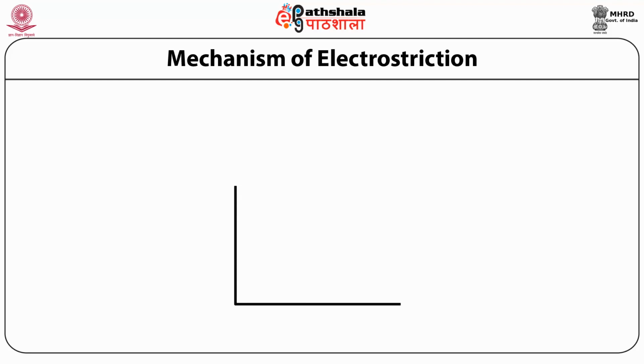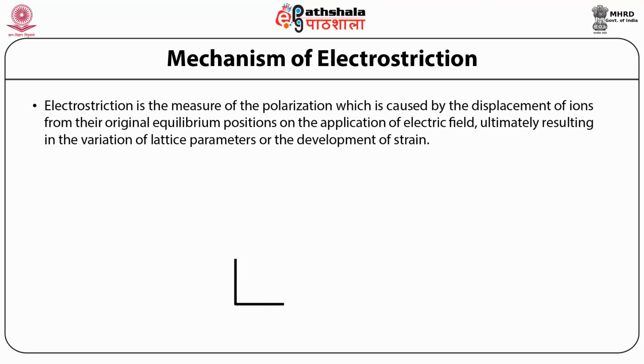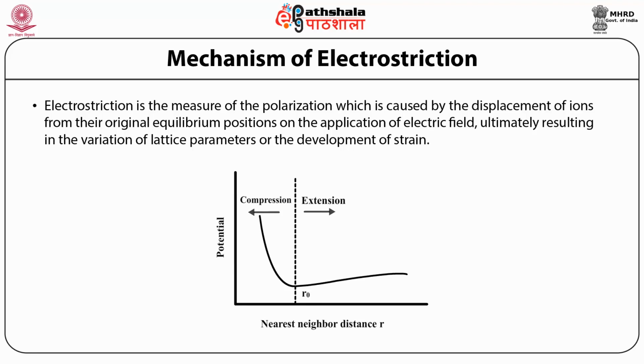Mechanism of electrostriction. Electrostriction is the measure of the polarization which is caused by the displacement of ions from their original equilibrium positions on the application of electric field, ultimately resulting in the variation of lattice parameters or the development of strain.